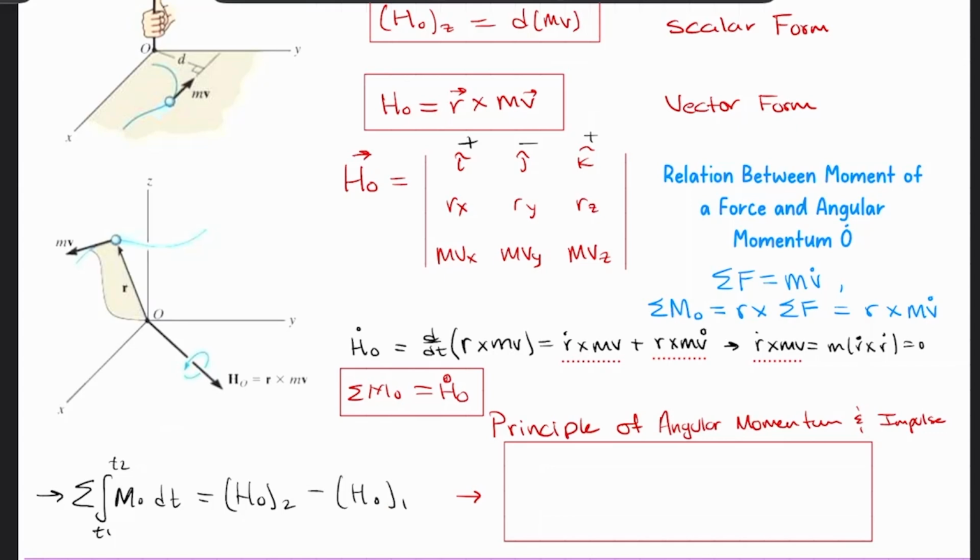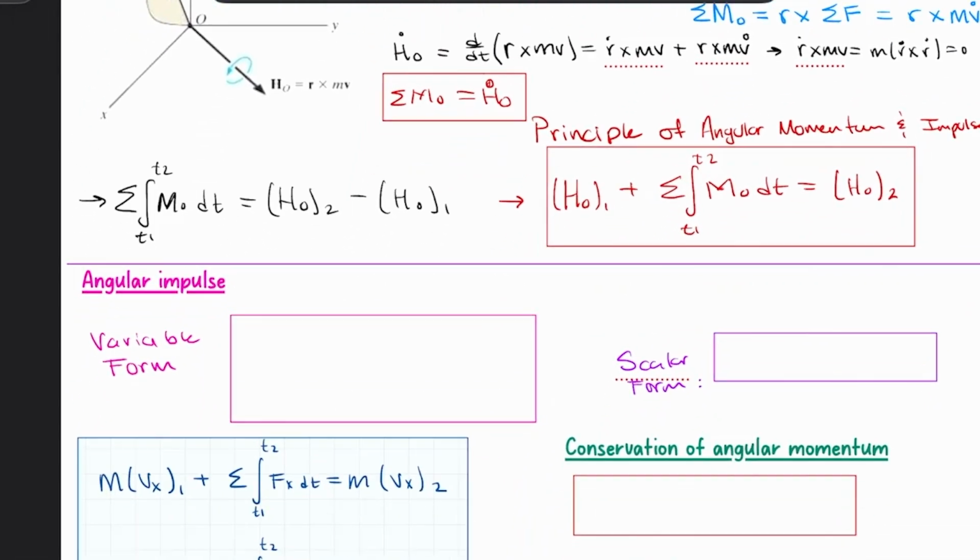Writing this in a different way results in the principle of angular momentum and impulse, similar to what we had before with the linear impulse and momentum. So the angular momentum at state 1 plus the sum of impulses, in this case the moments integrated with respect to time from T1 to T2, is equal to the angular momentum at state 2. This is once again the equation for the principle of angular momentum and impulse. And because this is a vector, we can break it down into its components.